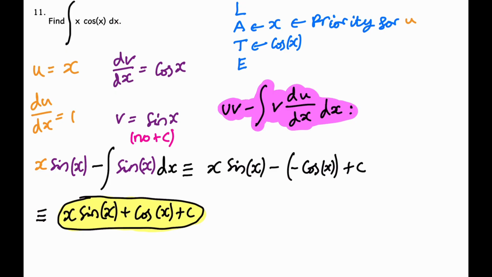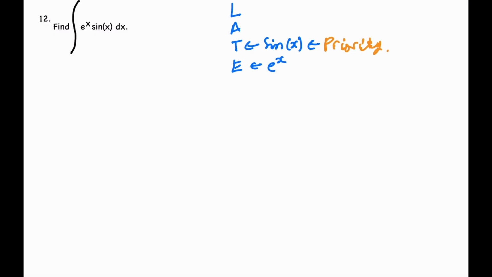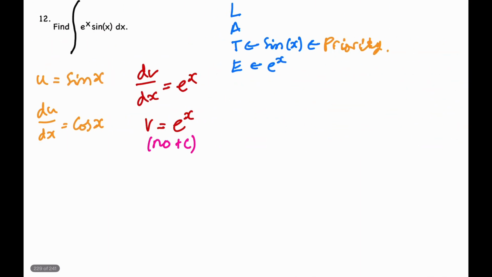So pretty straightforward. Now let's try an even harder question, where they're asking for the integral of e to the x times sin x, where you have a product of two different functions. First we do LATE again and see which one gets the priority. As we can see, the trigonometric is sin x and the exponential is e to the x. So the trigonometric gets the priority, so this will become u, and the other one will become dv over dx. So your u is equal to sin x, because of the priority, and your dv over dx is equal to e to the x.